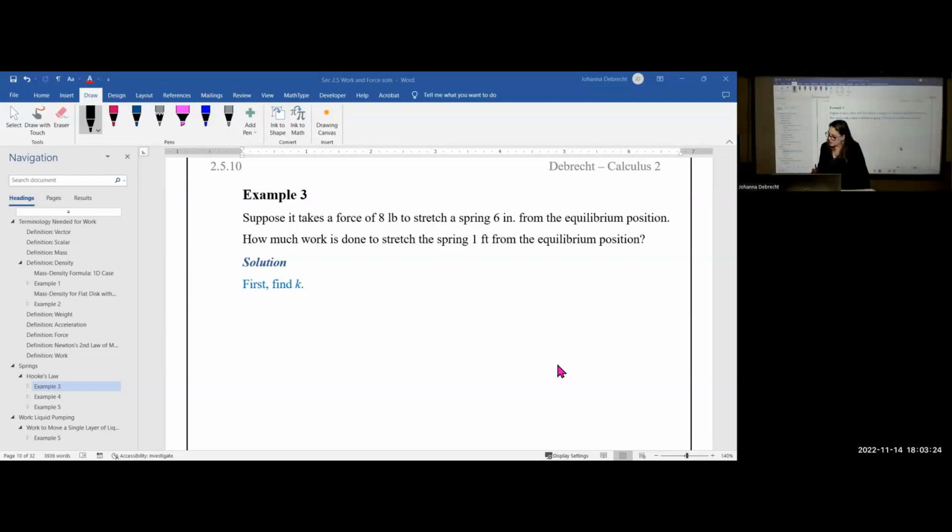So the first thing that we want to do is we want to imagine what is happening in our picture. So we have this spring coming out like this, and it's sitting at equilibrium. And then the next thing that we do is we stretch the spring. So our origin is still here. This is still the origin. And this distance right here is 6 inches.